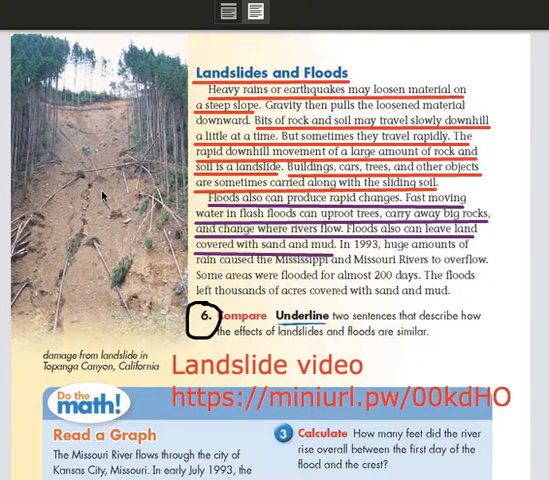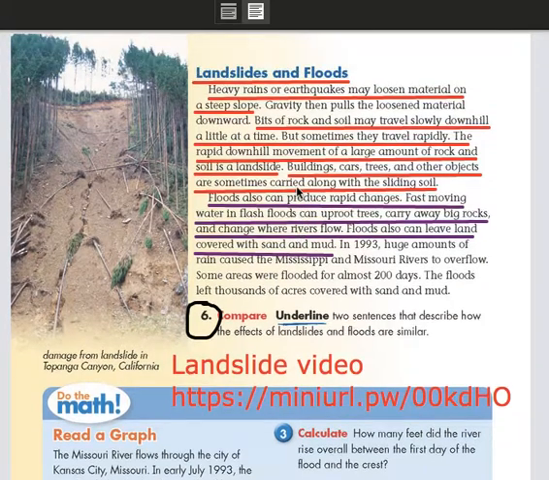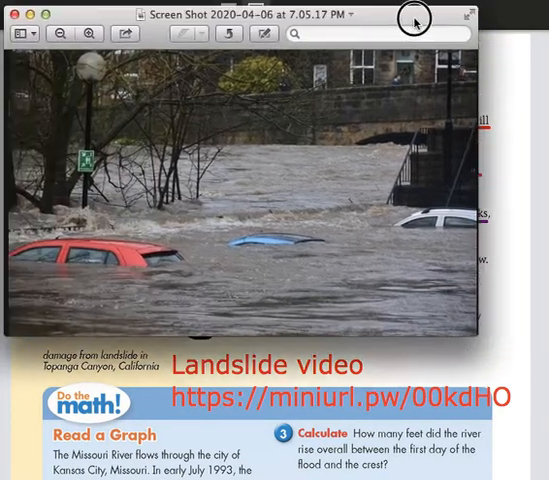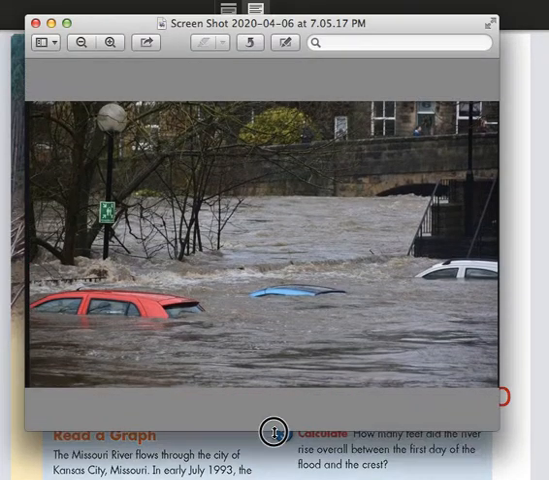Okay, now let's move to the second important factor that causes rapid movement or rapid changing of the Earth's surface, which is floods. Okay, if I showed you this picture, what comes into your mind? What do you see in this picture?